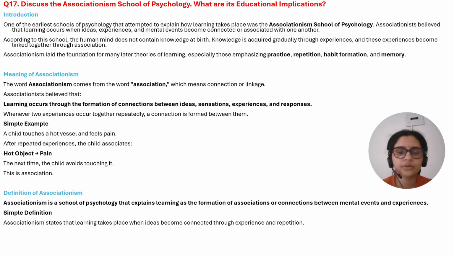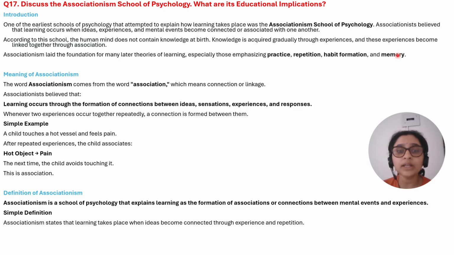You can go through. The next school is the associationism school of psychology. According to this school, the human mind does not contain knowledge at birth. So the human mind is an empty slate. Knowledge is gradually acquired through experiences. As life moves on, we gain a lot of experiences and knowledge acquisition happens. These experiences get linked to one another and our knowledge increases.